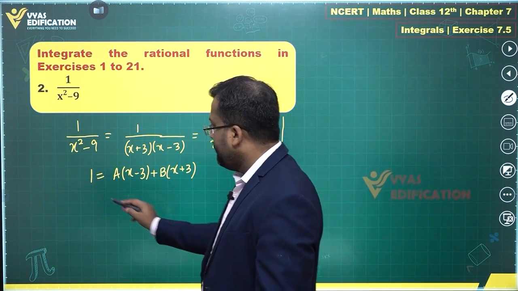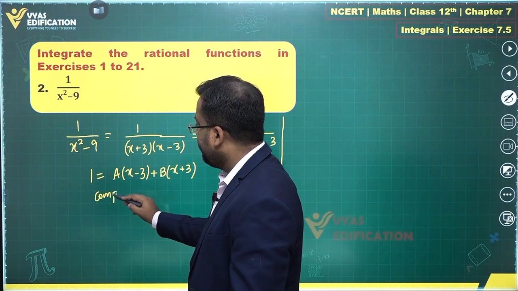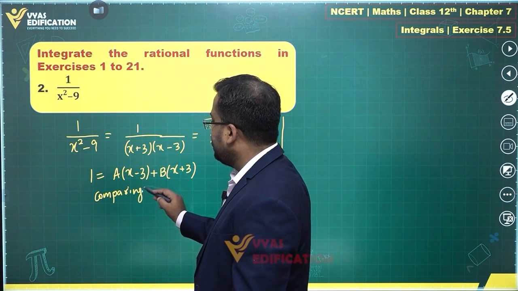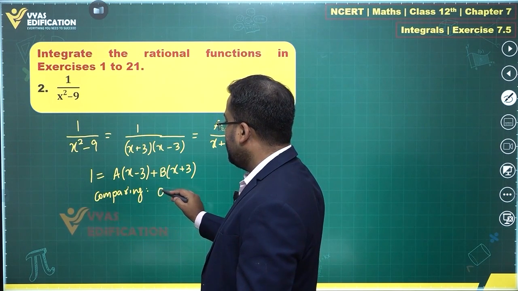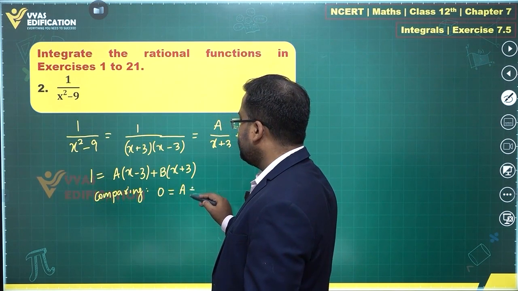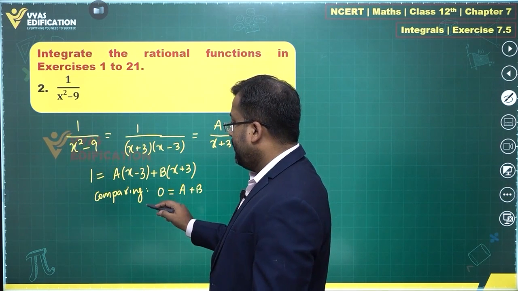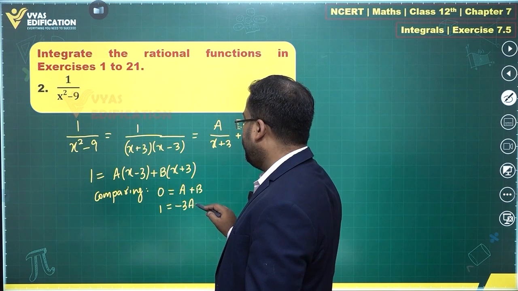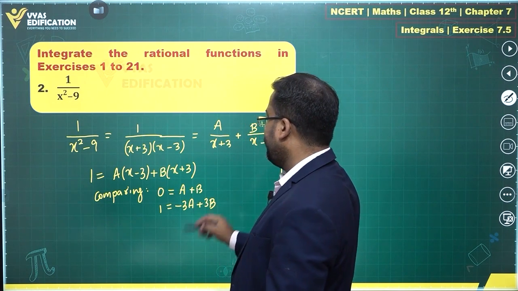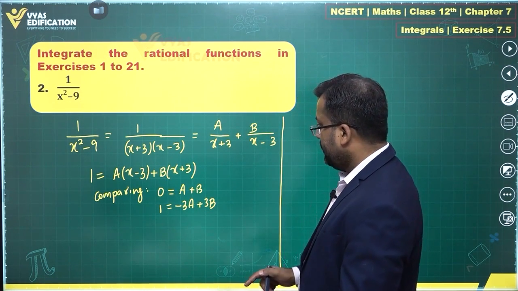And now by simply comparing the coefficient of x and the constant term. The coefficient of x, as you can see, is a plus b. On the left hand side it is 0, and here it is a plus b. Moreover, constant term 1 is equal to minus 3a plus 3b. Okay. So what do I observe?